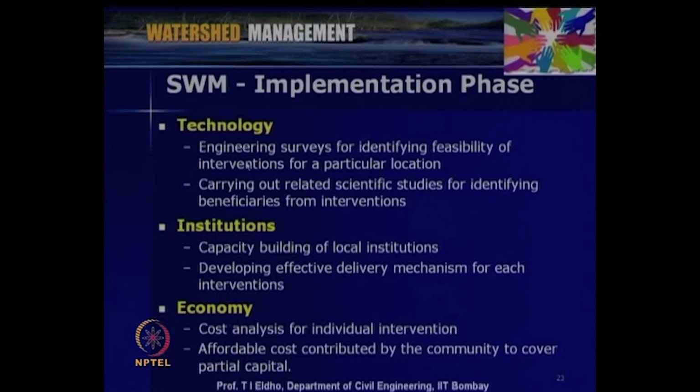As far as technology is concerned, we can look into, for example, engineering surveys for identifying the feasibility of an intervention for a particular location or a particular watershed. Then we can carry out related scientific studies for identifying beneficiaries from the interventions. As far as institutions are concerned, in the implementation phase we can look at the capacity building of local institutions, how we can improve it so that they can contribute in a better way. Then developing an effective delivery mechanism for each intervention. So, project-wise, how each institution can contribute to that particular project in an effective way.